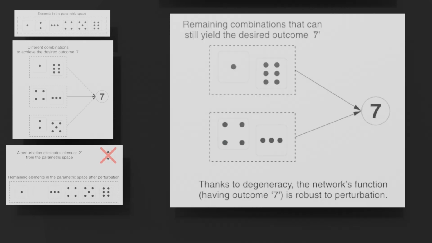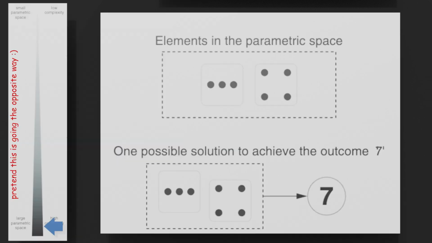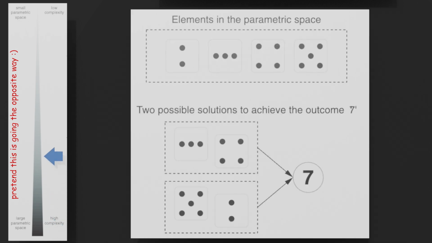Although one of the elements is gone, the system is still able to achieve its desired outcome. Complexity is correlated with degeneracy. If a parametric space consists of elements 3 and 4, given the small size of the space, only one solution is available to achieve the desired outcome of 7. Imagine adding more elements, like 2 and 5. Now 2 different solutions are available. Each can result in the same output.